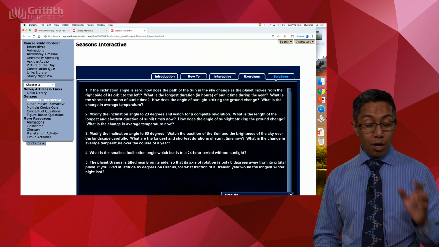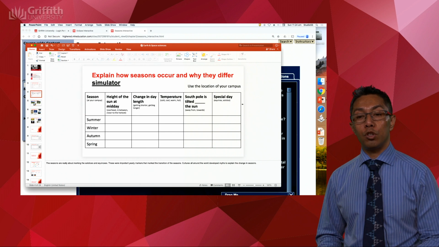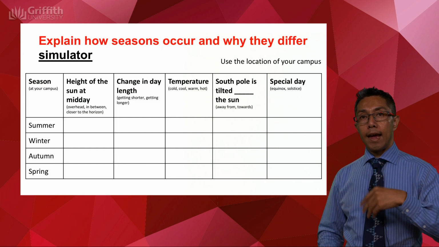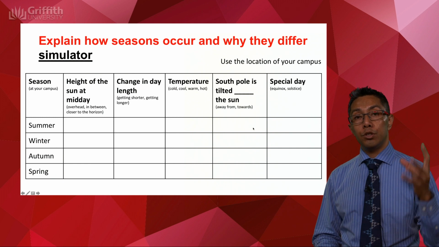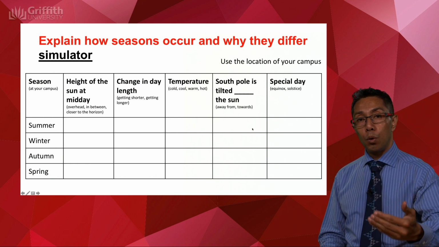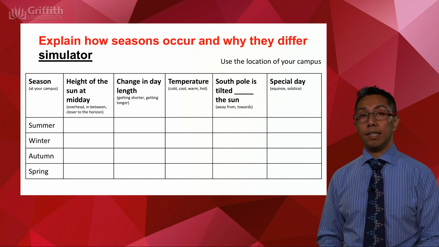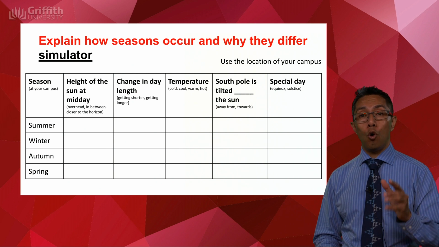Okay, so do go ahead and use that simulation, because what I want you to do is to read that text and use this thinking tool, which is a table, to understand and record your understanding of the seasons. So we're going to use the Western seasons here: summer, winter, autumn and spring.